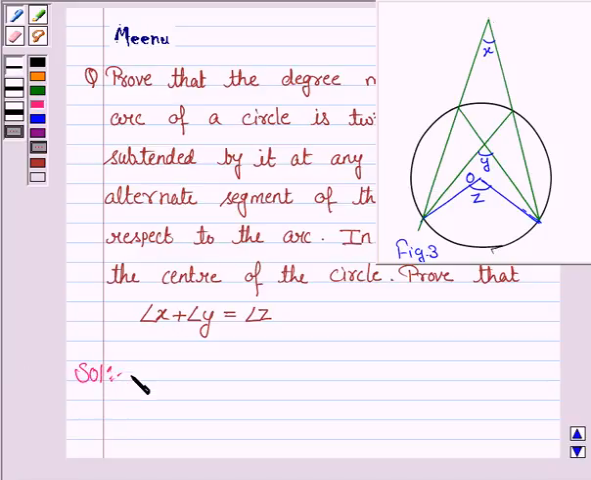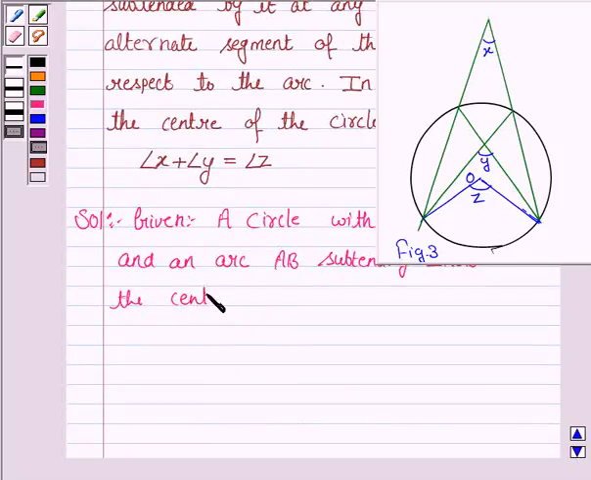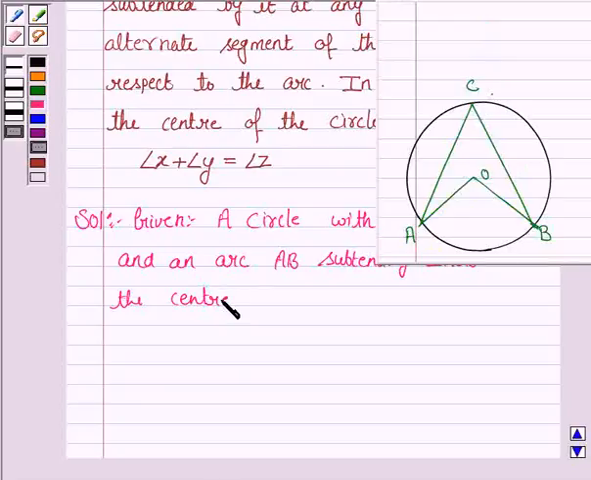And let's first write what is given to us. We are given a circle with center O. Angle AOB at the center and angle ACB at any point C on the remaining part of the circle.